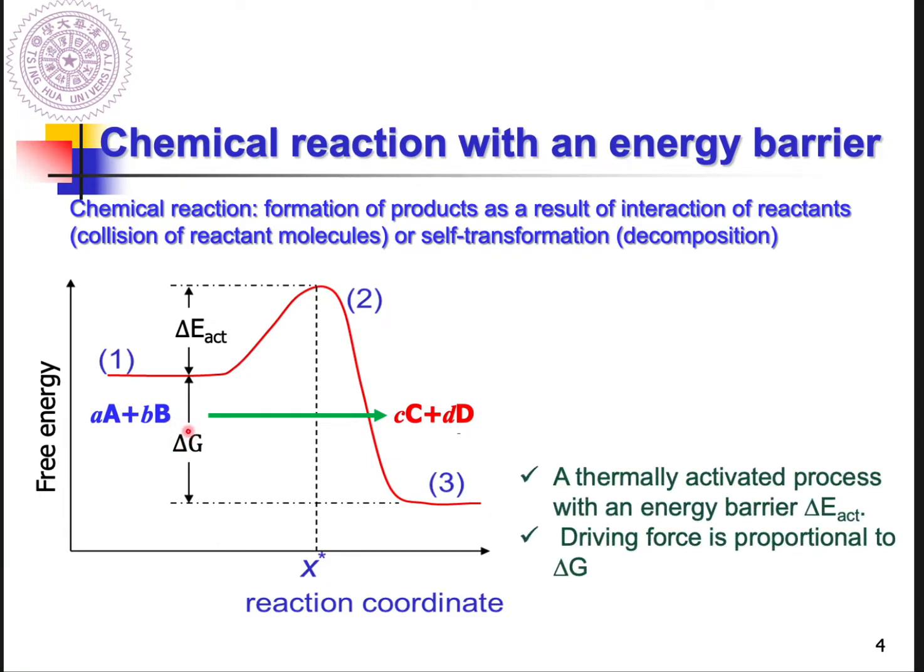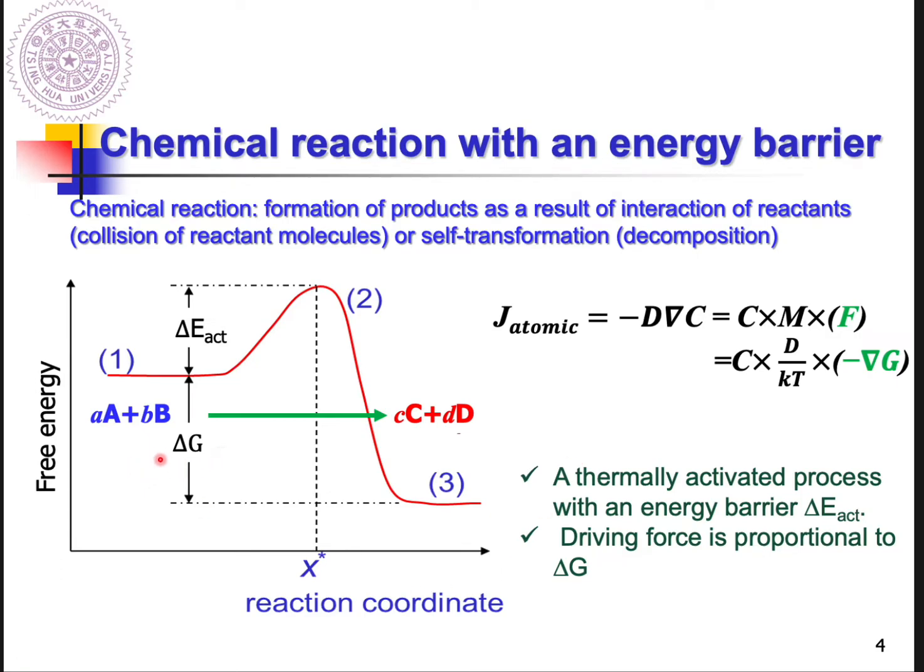The difference of the free energy between the products and the reactants, we call delta G. It's the Gibbs free energy. Based on thermodynamics, we know the system always moves to the lowest free energy. So we can predict whether this chemical reaction will happen or not based on whether delta G is negative or not. This also serves as a driving force for these chemical reactions.